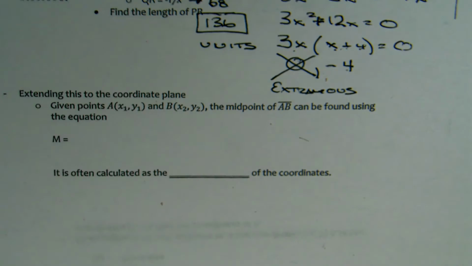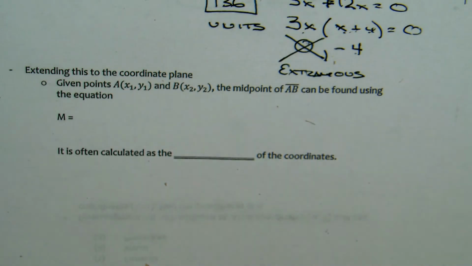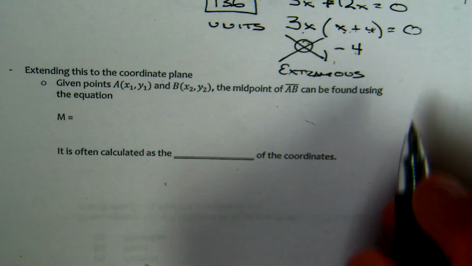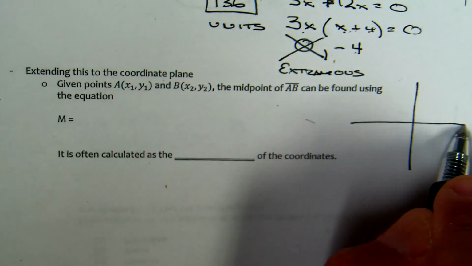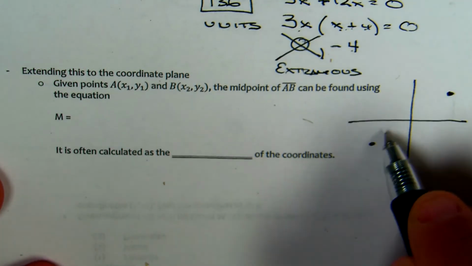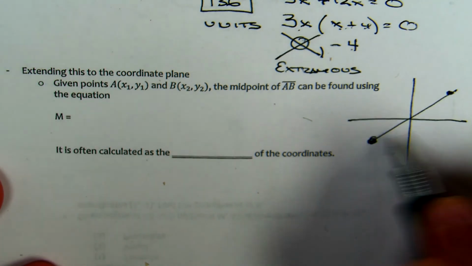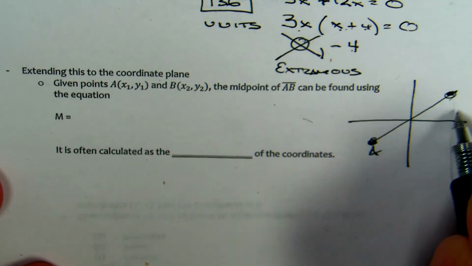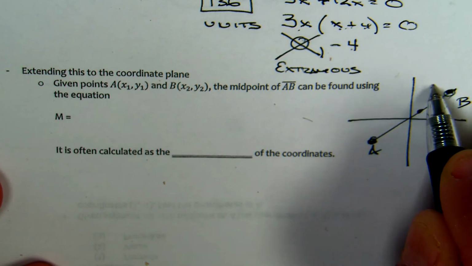Now, the last part of today's lesson, all right, coordinate midpoint. Given points A (x1, y1) and B (x2, y2), the midpoint of AB. So now we're talking about this. Talking about two segments. Endpoints A and B. And then the midpoint is somewhere in between them.